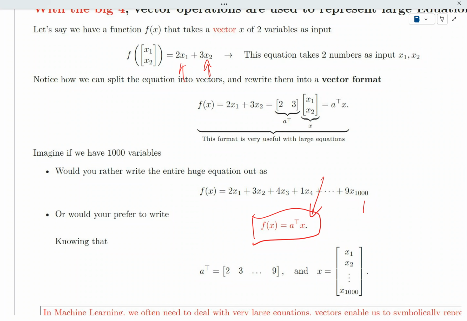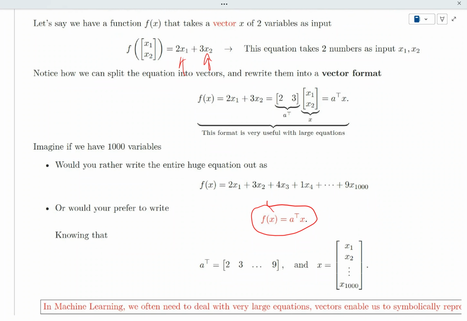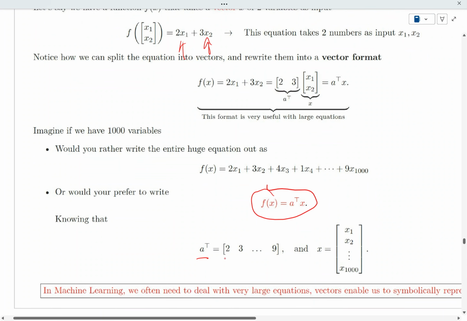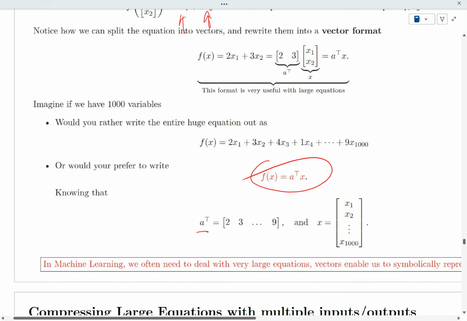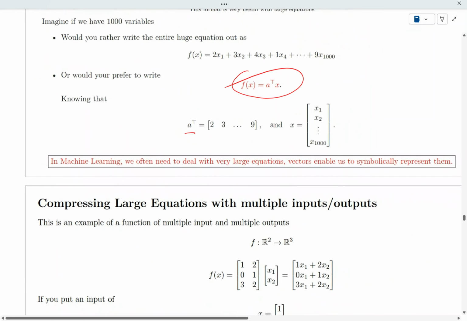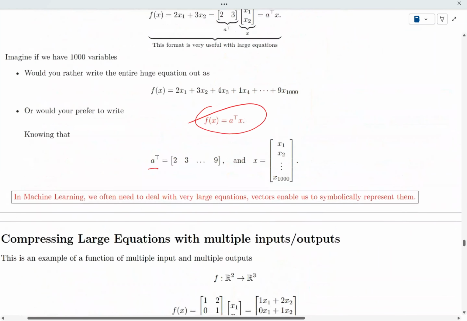And since in machine learning and data science, we end up having a lot of variables, it's just so much easier and more compact to represent things this way, right? And then we know that A is simply a bunch of numbers, 2, 3, 4, 1, right? And then X is x1 to x thousand. So this is just a superior way to represent giant equations. And that is just one equation.